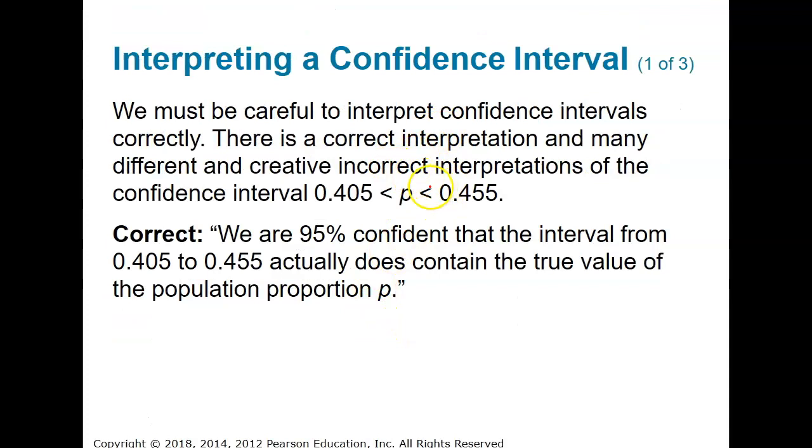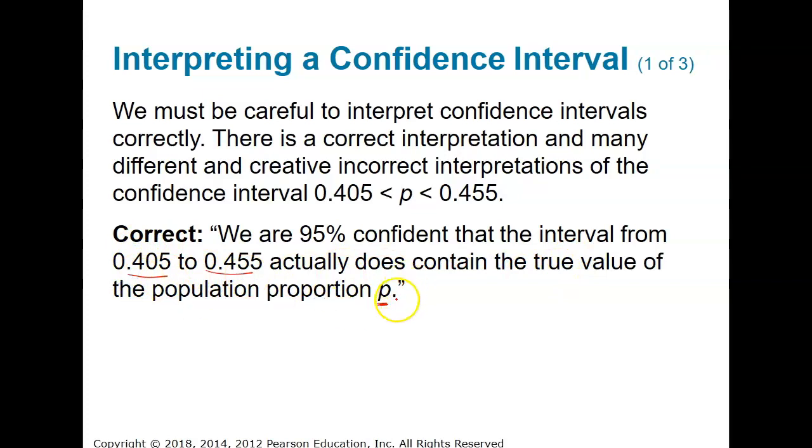Okay, it's important that you interpret a confidence interval correctly, and I'm giving you a template here to follow. I don't really want to encourage you to memorize it, but sometimes when students try to rewrite it in their own way, they miss the point of it. So the correct way to interpret a confidence interval like this is to say we are 95% confident that the interval from this value to this value actually does contain the true value of the population proportion P.